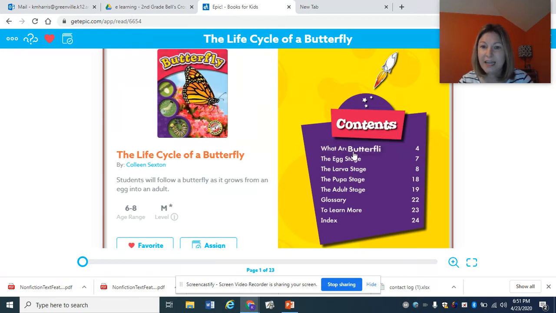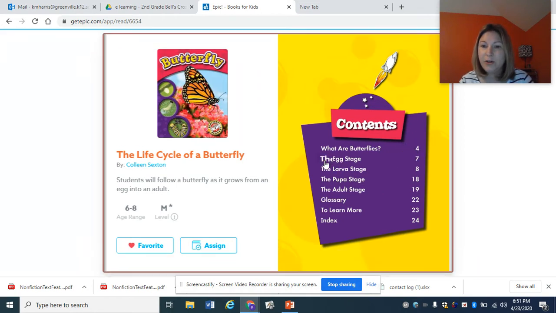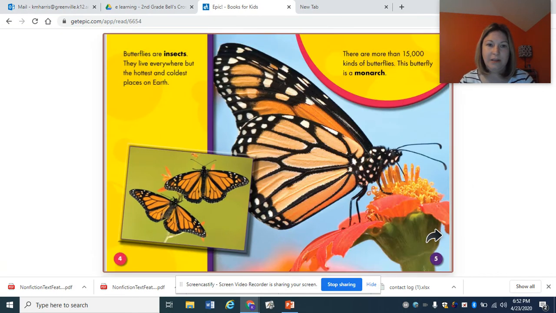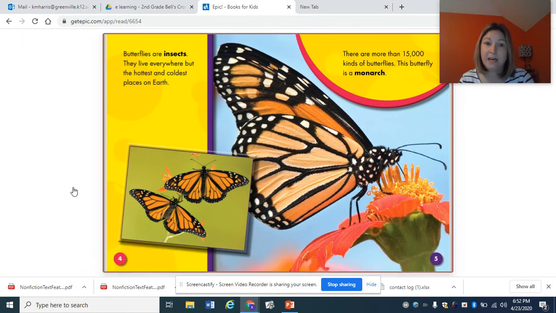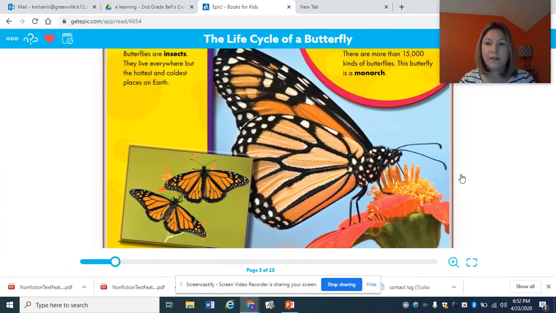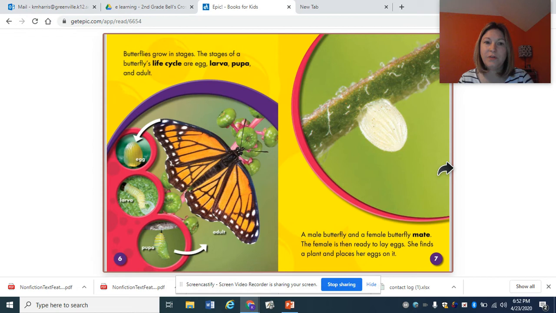So it looks like it tells us about what are butterflies on page 4, and it goes through to where it tells us about the egg stage on page 7. Well, let's see. Page 4. Butterflies are insects. They live everywhere but the hottest and coldest places on Earth. There are more than 15,000 kinds of butterflies. This butterfly is a monarch. Butterflies grow in stages. The stages of a butterfly's life cycle are egg, larva, pupa, and adult. So then that was a chapter that tells us about what are butterflies.